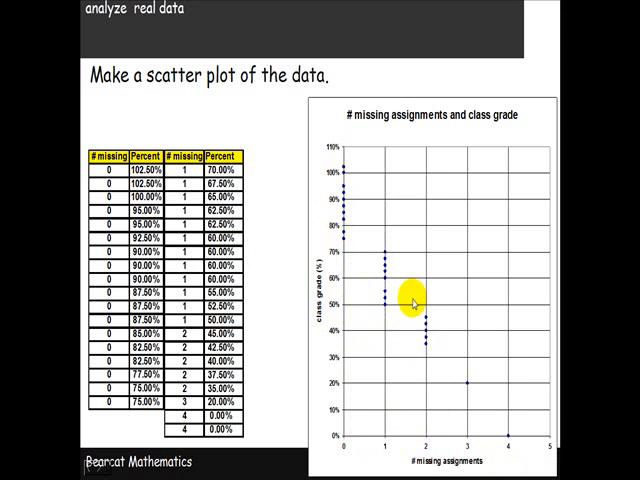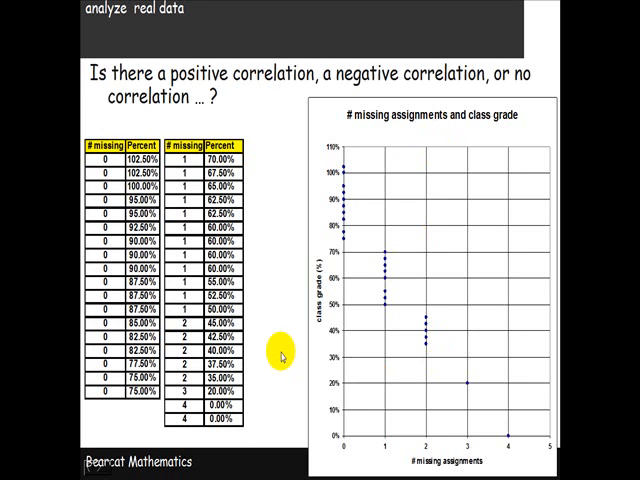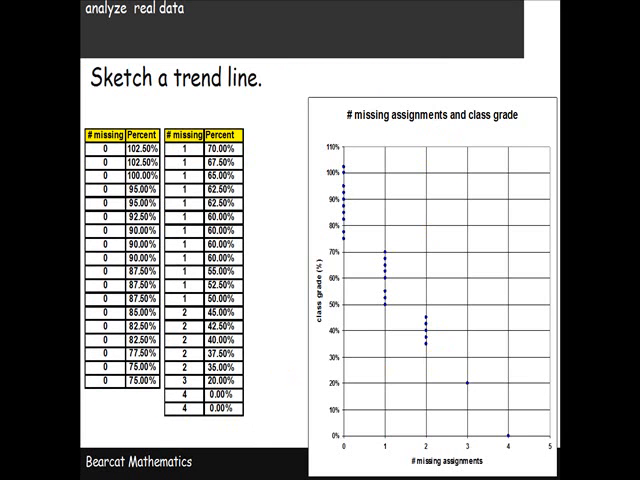But you can see a negative trend here. As the number of missing assignments goes up, the grade goes down. And again, we just answered that question: is there a positive, negative, or no correlation? There's definitely a negative correlation going on there. A trend line, I actually had Excel do this trend line. It comes right through here.